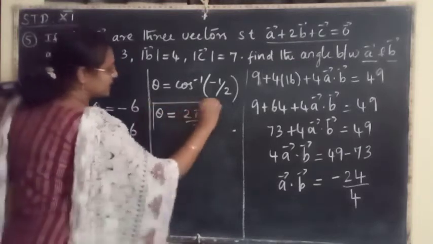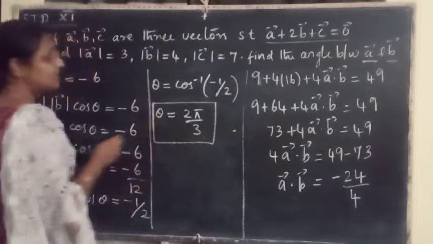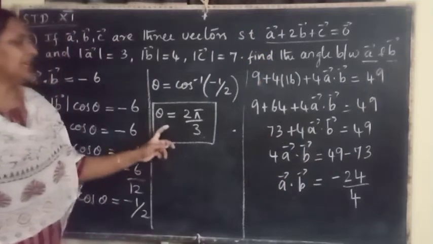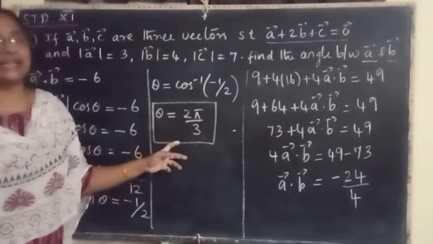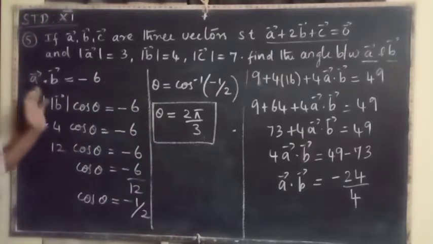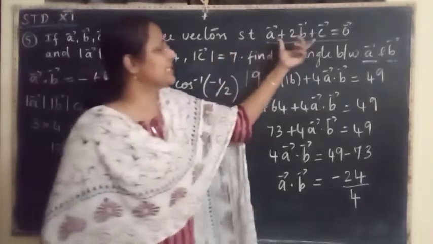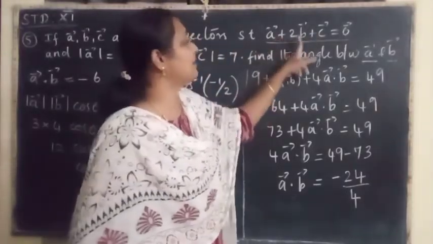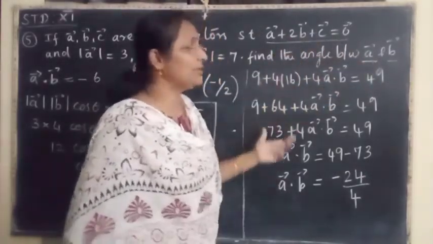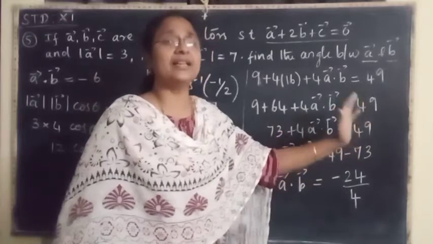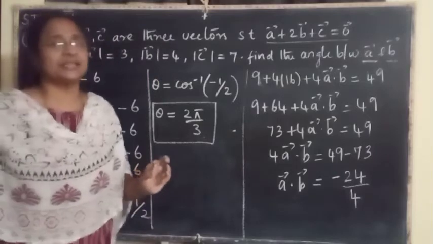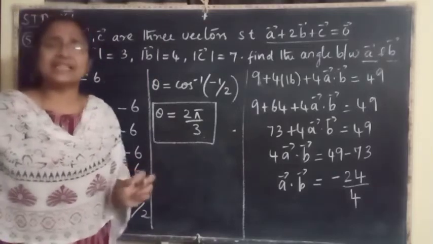So the answer for this question is, they have asked the angle between a vector and b vector, theta equal to 2 pi by 3. Is it clear, students? Very, very simple problem. You have to highlight and learn only the clue words. So you are going to start with this clue word, a vector plus 2b vector plus c vector equal to 0. Whichever they have asked, you keep on the left hand side, the rest you bring onto the right hand side, and we make small modifications there. Is it clear, students? I hope you have understood this problem. Very simple, you work it out.